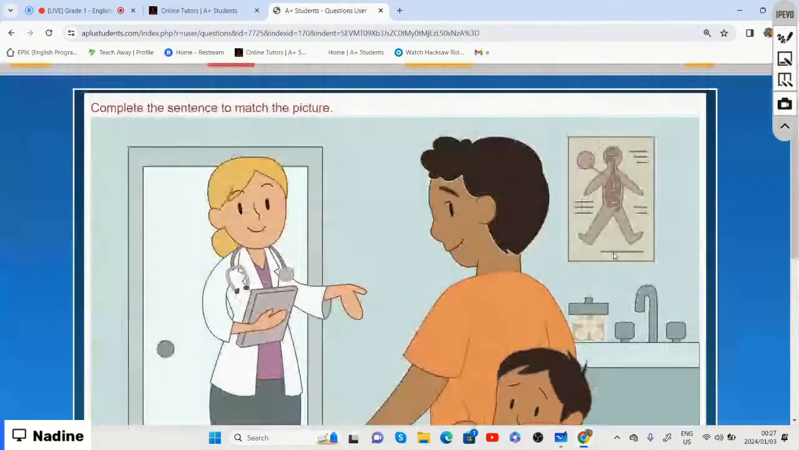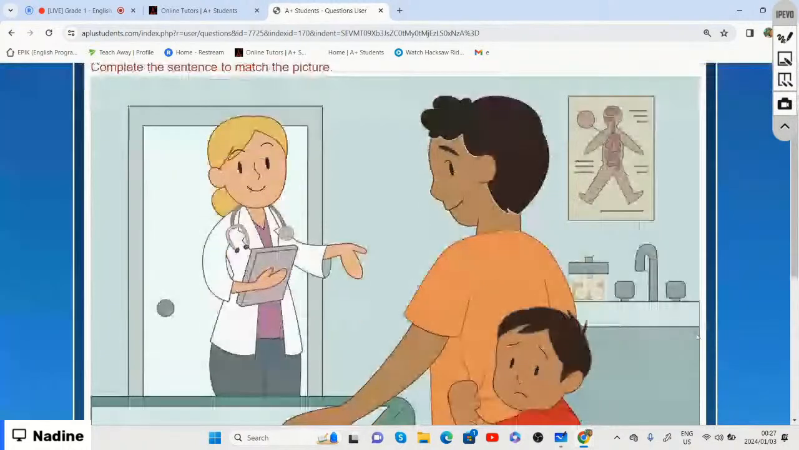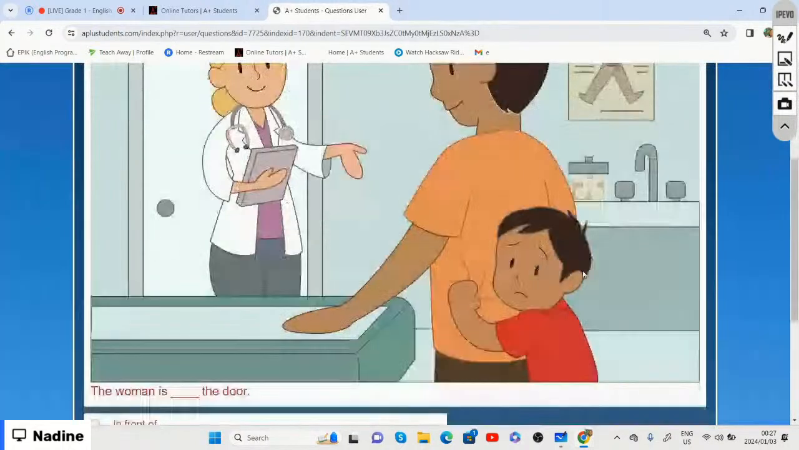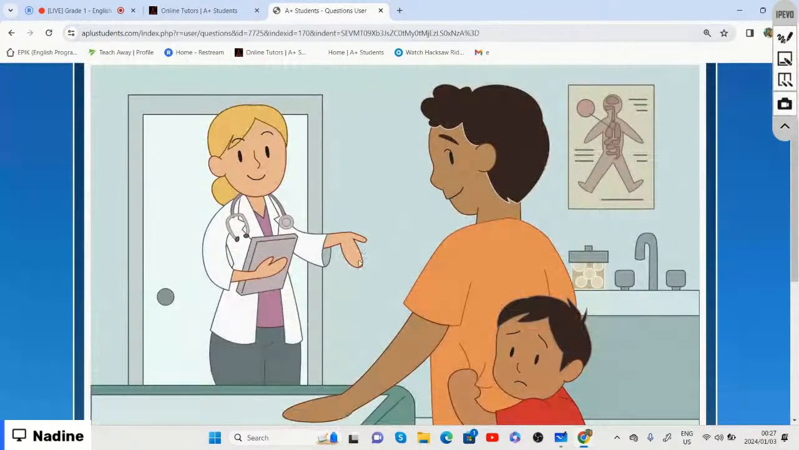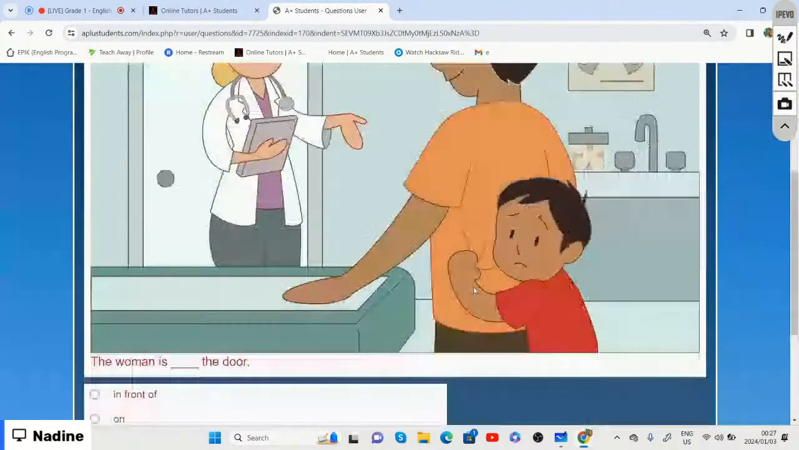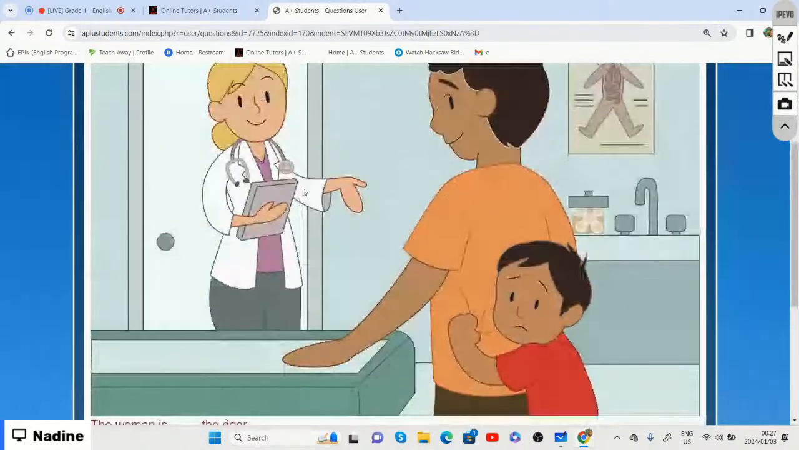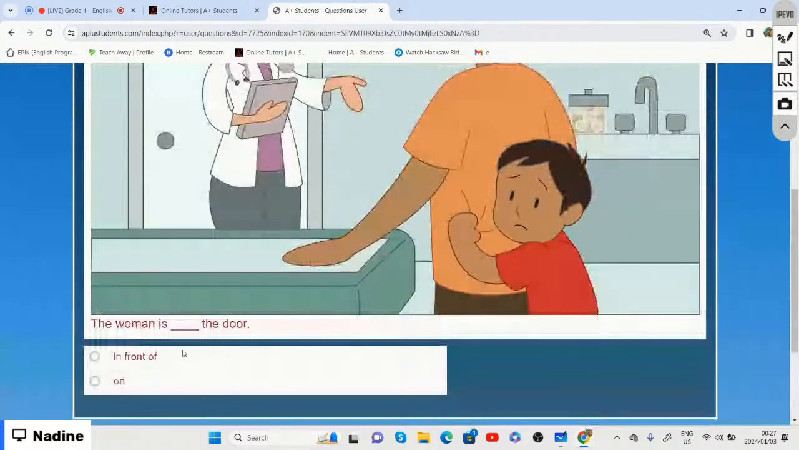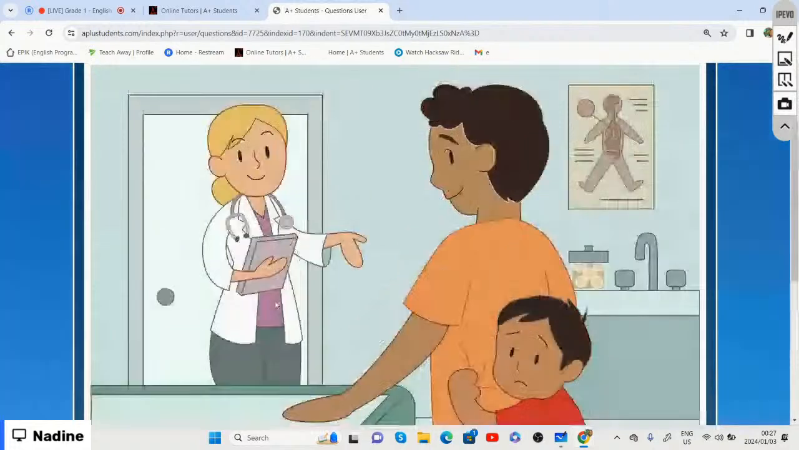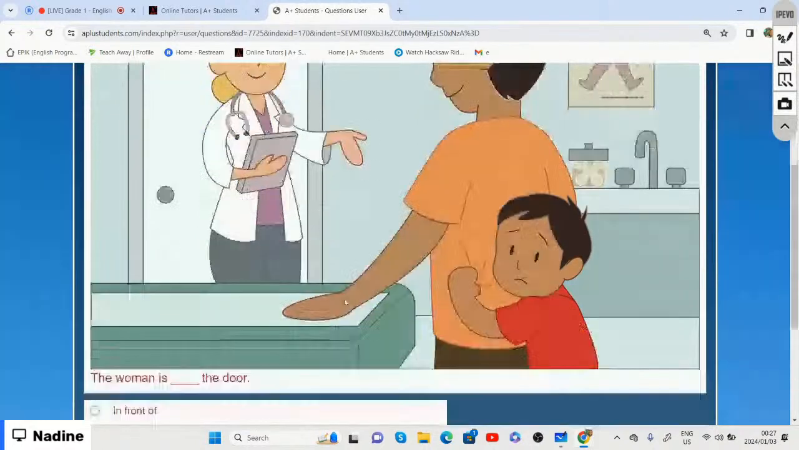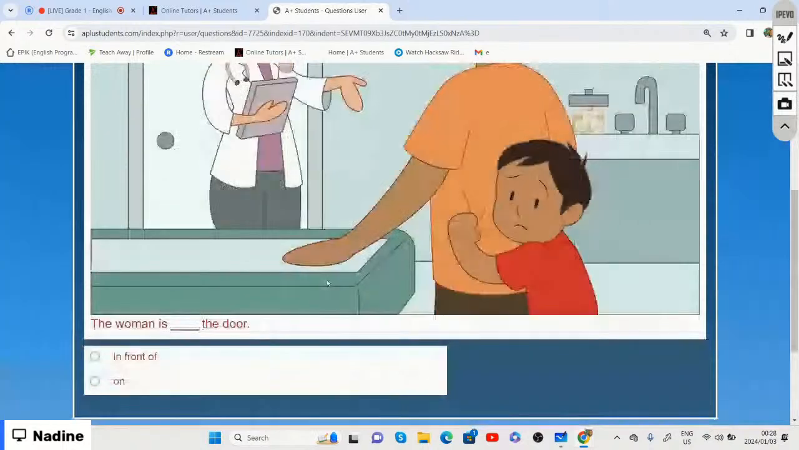We need to complete the sentence to match the picture, right? Here we have a dad and the child visiting the doctor, and it's a woman doctor. So now it says the woman is in the door. Where is she standing? By the door. She's standing in front of the door, or is she standing on the door? So the woman is, do we say in front of the door or on the door?